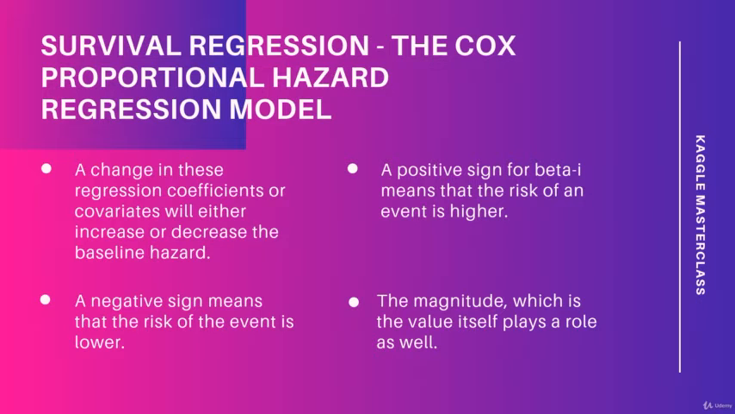A positive sign for beta i means that the risk of an event is higher, and thus the prognosis for the event of interest for that particular subject is higher. Similarly, a negative sign means that the risk of the event is lower. Also, note that the magnitude, which is the value itself, plays a role as well. For example, a value equal to 1 would mean that it will have no effect on the hazard. A value less than 1 will reduce the hazard, and a value greater than 1 will increase the hazard. These regression coefficients beta are estimated by maximizing the partial likelihood.